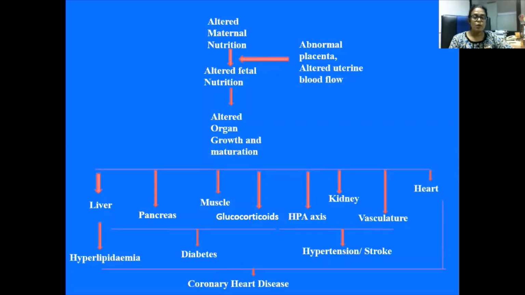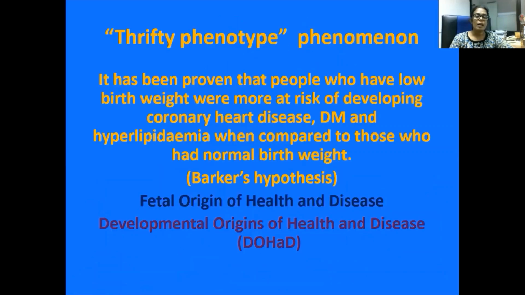Glucocorticoids play a major role. They are known as the stress hormones. When these adverse factors are presented to the baby, it produces a lot of glucocorticoids, and that also affects the babies adversely, right? So you can see that when these organs are affected, this results in hyperlipidemia, diabetes, hypertension. All these things show up in later life.